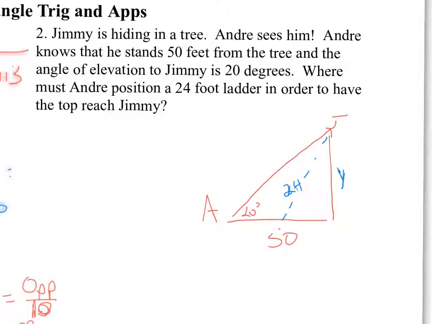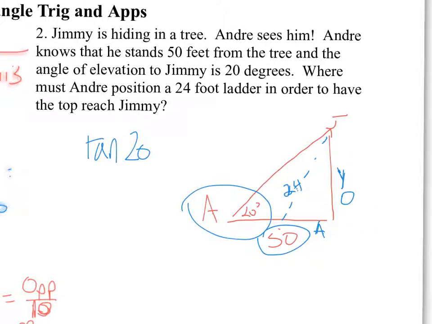I'm going to use my angle of elevation. I'm going to use the distance that Andre is from the tree. And since we're looking at opposite and adjacent, that's a nice Freudian slip there, I'm going to use tangent. Seems to be a very tangent-filled day today. So in looking at this, we're going to say that the tangent of 20 is equal to the opposite. And I labeled that y, so we'll call it y over 50.